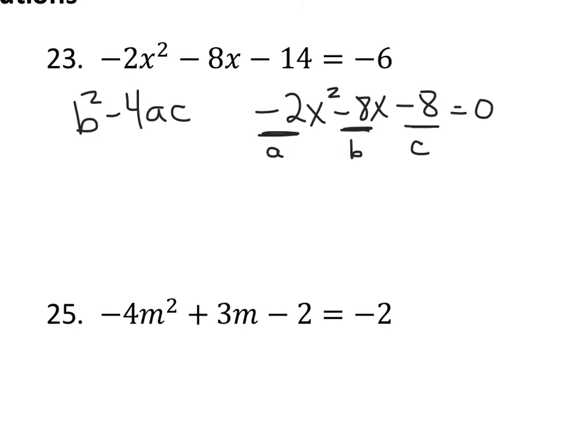It's either going to be positive, negative, or 0. And if it's positive, I have 2 real solutions. If it's negative, I have 2 imaginary solutions. And if it's 0, I have 1 real solution.